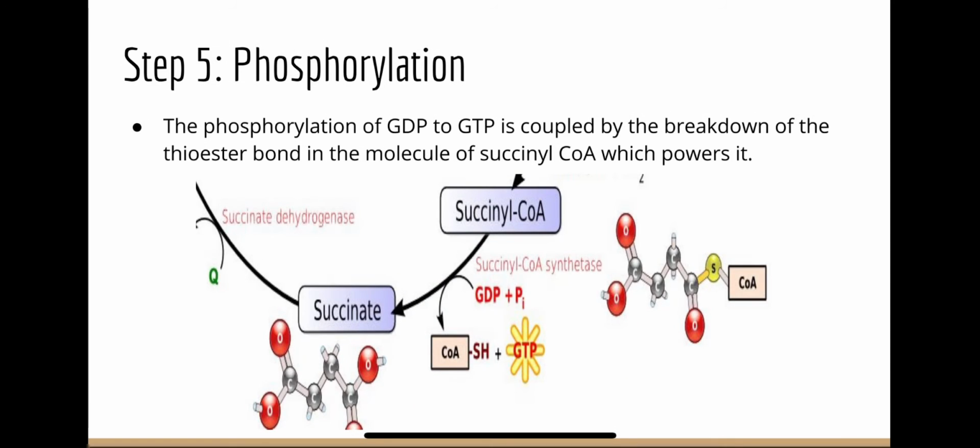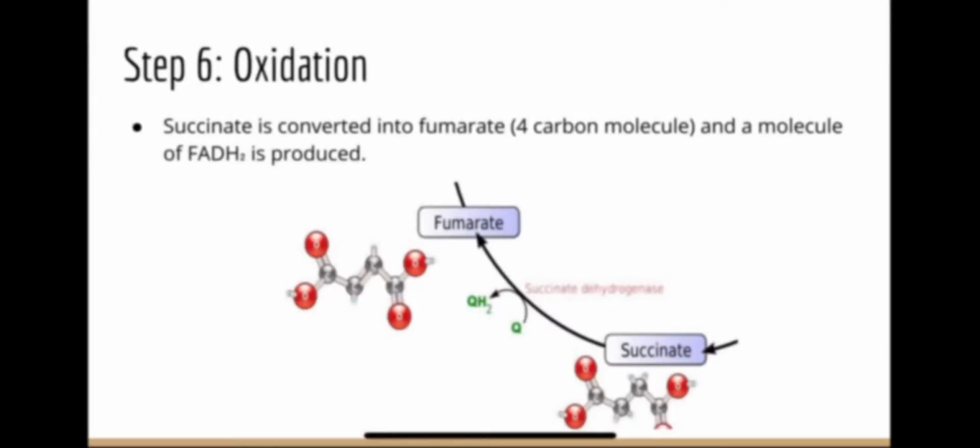Afterwards, step 5, which is phosphorylation. Succinyl-CoA will undergo phosphorylation of GDP, which is known as guanosine diphosphate, and form into GTP, which is guanosine triphosphate. It also breaks down the bond of coenzyme A and changes into succinate.